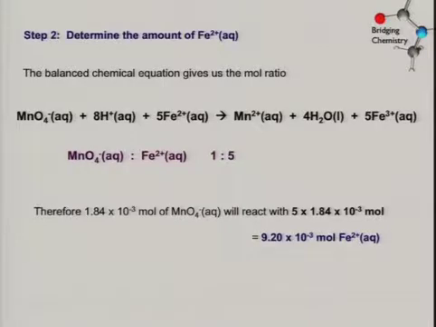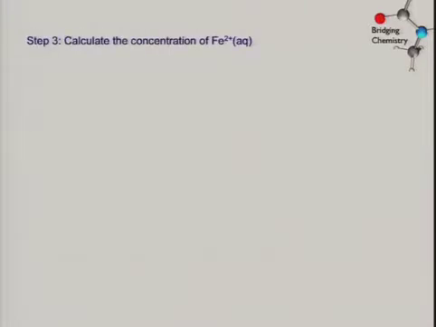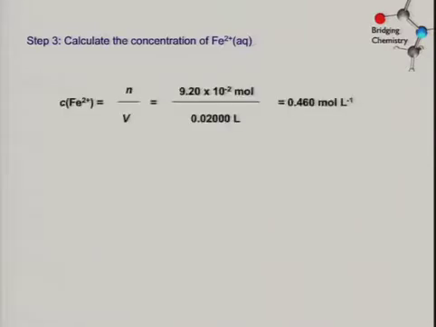And so then once we've got that, remember we want to work out the concentration of that iron 2 plus solution. And so step 3, calculate the concentration. The concentration is just the amount divided by the volume. We now know the amount.